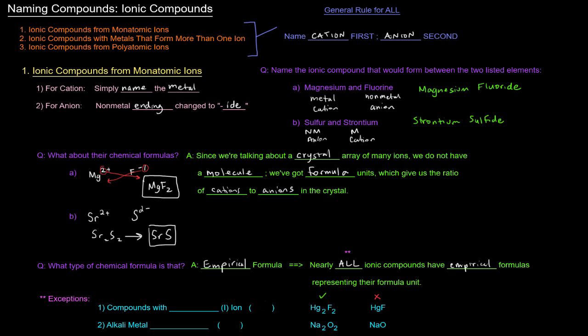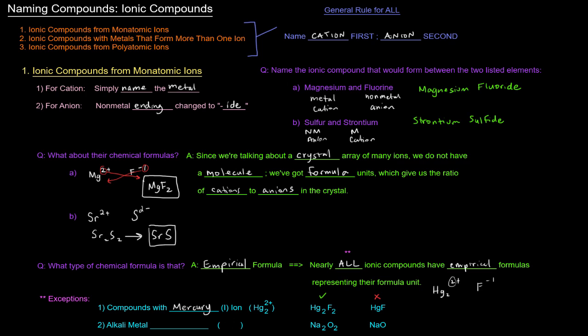One example of a type of exception is compounds with the mercury(I) ion, which is Hg2 2+. And so the correct thing, if we had mercury(I) ion with fluoride, for example, we'd have Hg2 2+ and F-.